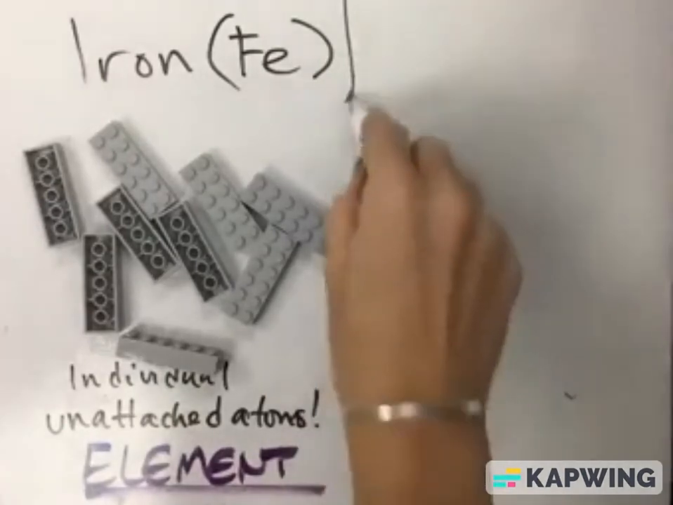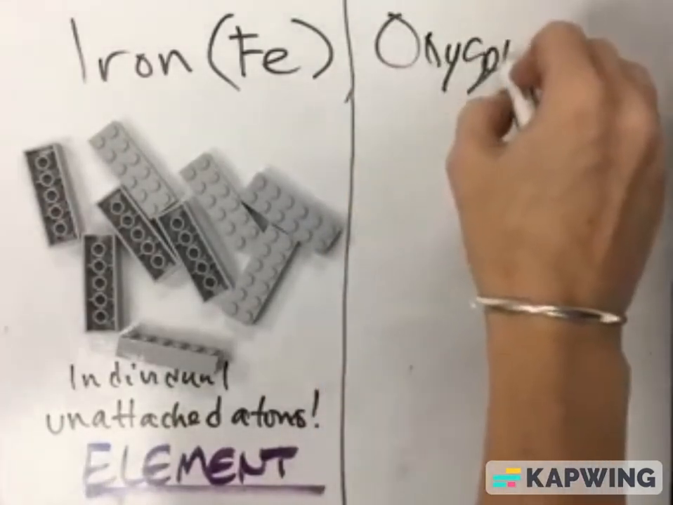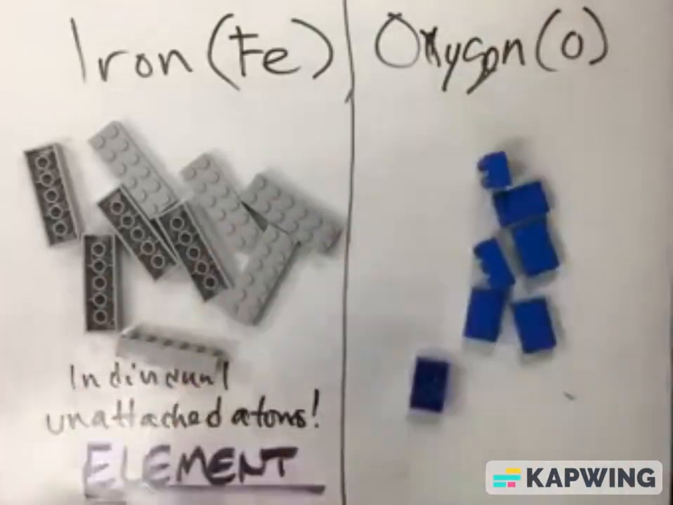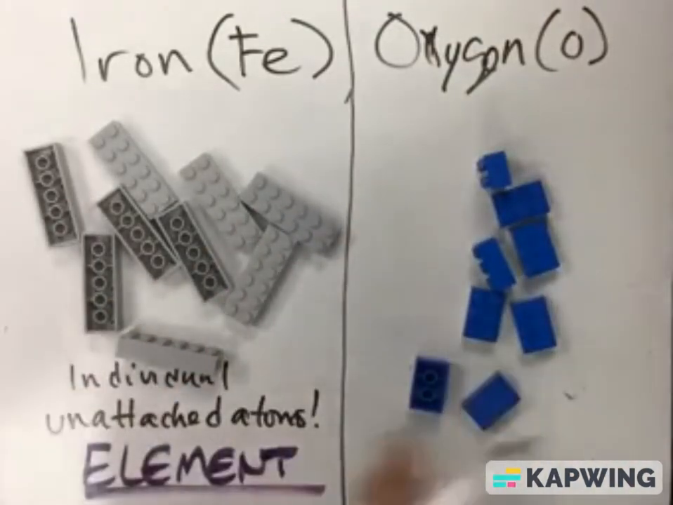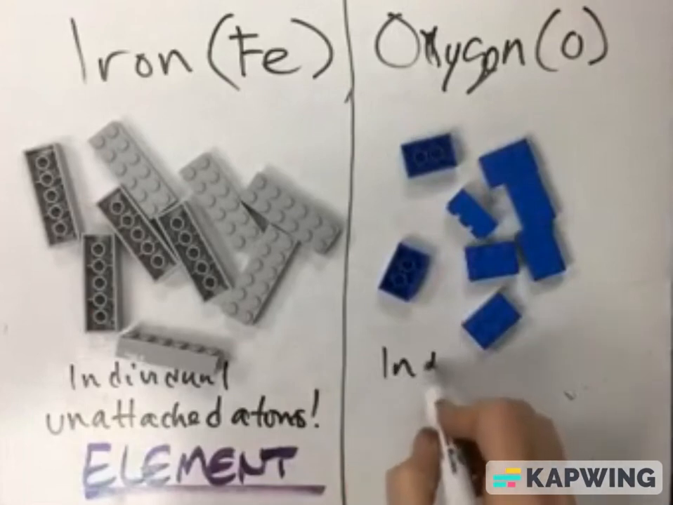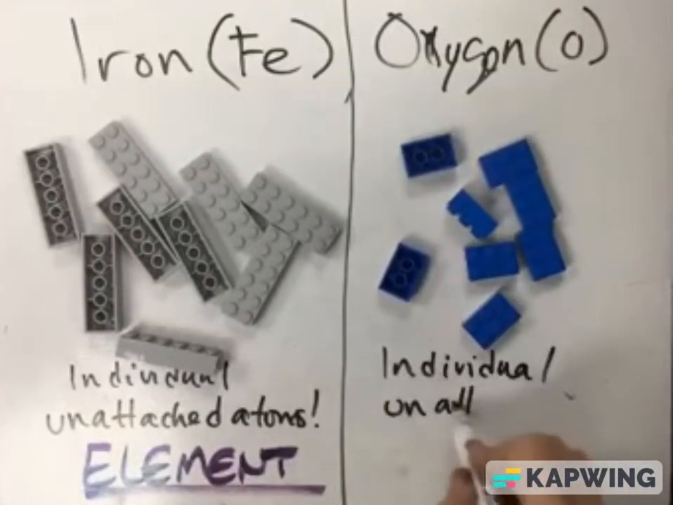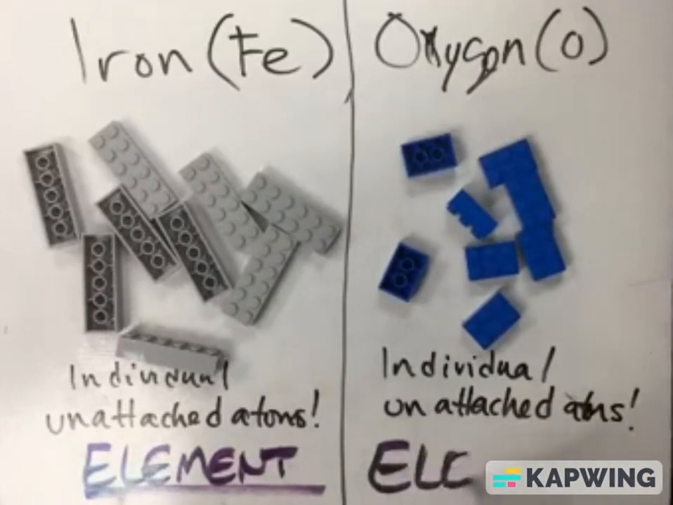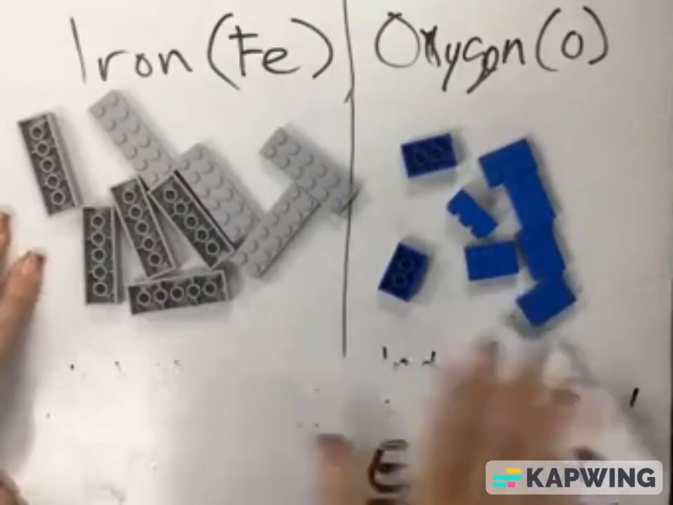Now, let's separate the board here. And oxygen, O, is also on the periodic table. It has a singular symbol. And to represent the oxygens, each one of those is an individual, unattached oxygen atom. So, oxygen also is an element. Okay? So, we have two different elements.